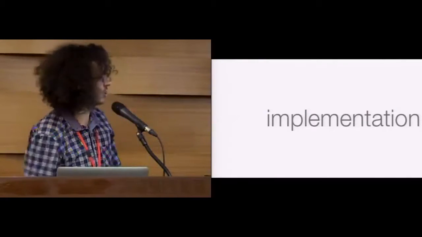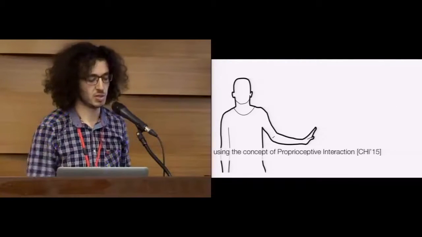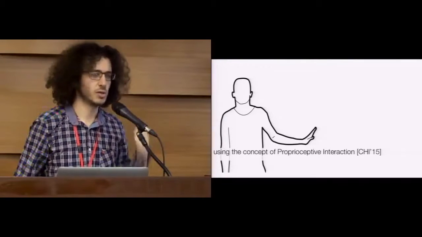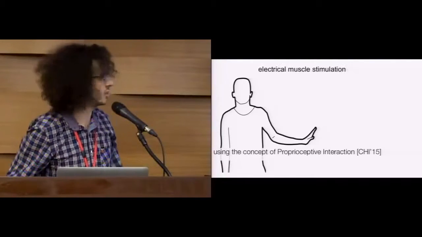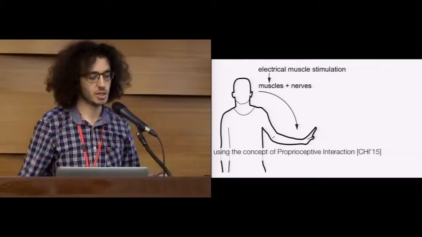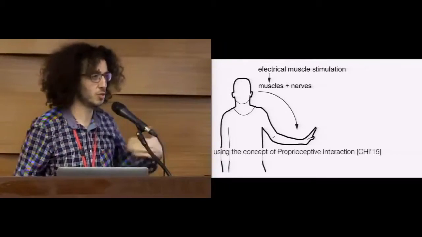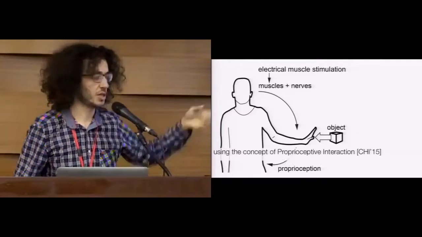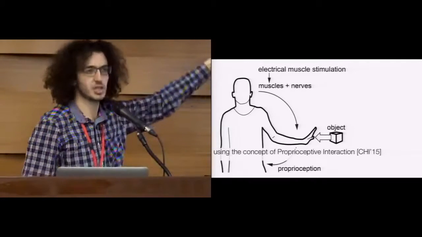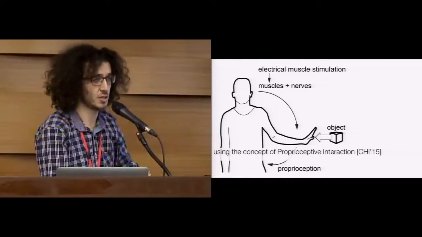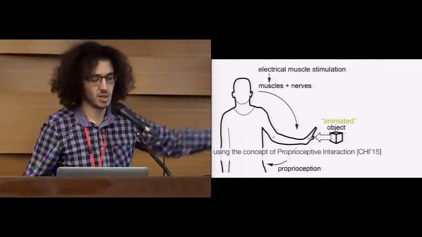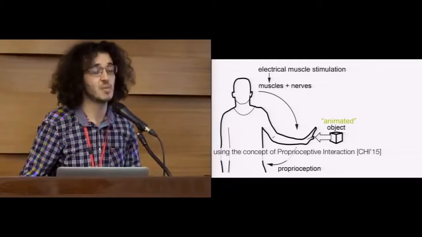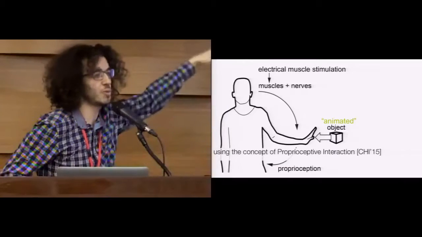So I'm going to guide you a little bit through the particulars of our implementation using electrical muscle stimulation. We actually use the concept of proprioceptive interaction. I talked about this here at CHI yesterday, and the idea is that we use electrical muscle stimulation to drive the muscles and the nerves of the human person, right? But this time we stick an object in between. So you're manipulating this object, and you're perceiving the electrical muscle stimulation, which the object kind of triggers onto you through your proprioceptive system, which makes the object become "animated." I'm saying animated in quotations because it's not really animated, it's you that's doing the things. That's the concept of proprioceptive interaction, right?